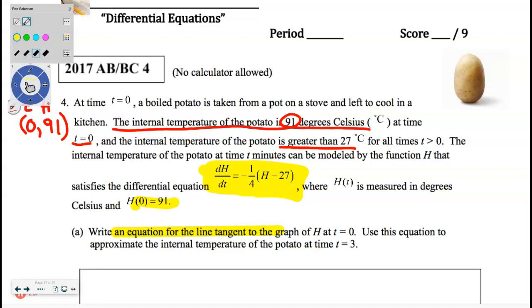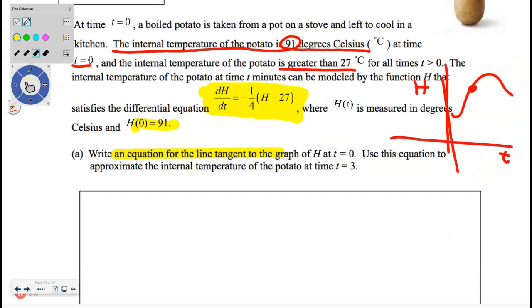So I'm going to draw a fake graph of h over here, and I always suggest you do that. My fake graph of t going in, h going out, just draw a fake graph so you know that h and t, okay, I need a point on the curve. They gave me one. They gave me the point that at time 0, the temp of the potato, which they're calling H, I don't know why, maybe for hot potato, is 91 degrees. There's my point.